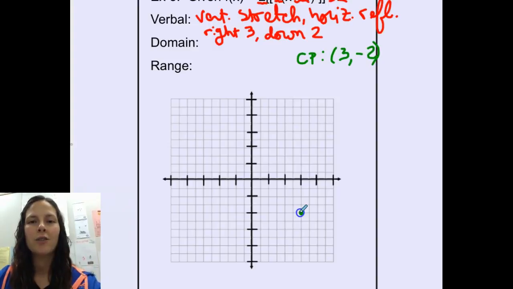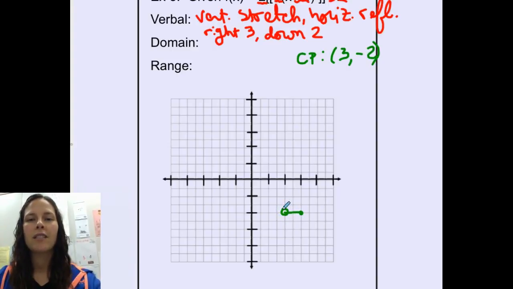If we had a horizontal stretch for our step function, the bar would either grow or shrink if we had a horizontal compression. Since we do not have that, each of our bars will remain 1 unit long. We do, however, have a horizontal reflection. So instead of heading off to the right to make my bar, I will head to the left.